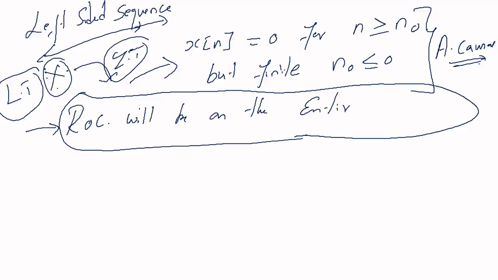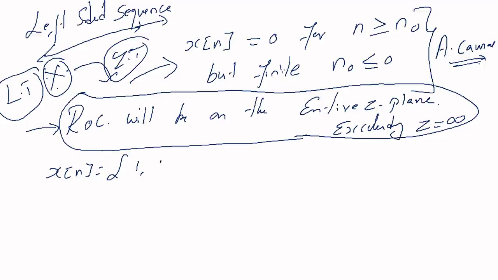Okay, so ROC will be the entire z plane excluding z equal to infinity. So let us verify this by a problem: 1, 1, 2, 2, this is the origin. So what is the formula?